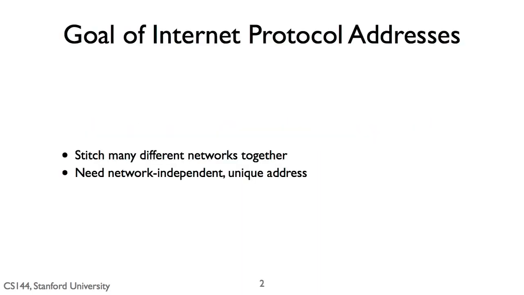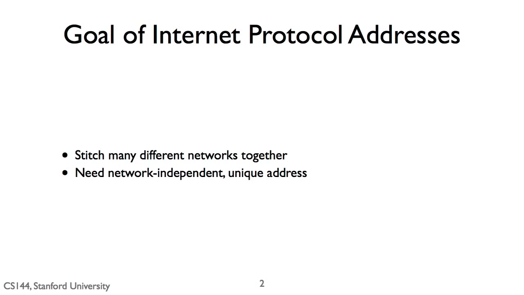The original goal of the Internet Protocol was to take many different networks and stitch them together. For this to work, the protocol needed a way to refer to a computer that was independent of the network it was on and was unique. So a computer on an IBM network and a computer connected to a router over a serial line can talk to each other and need a way to address each other.